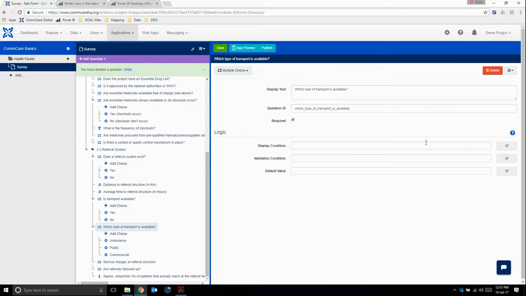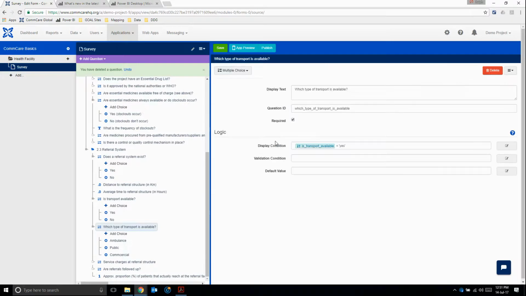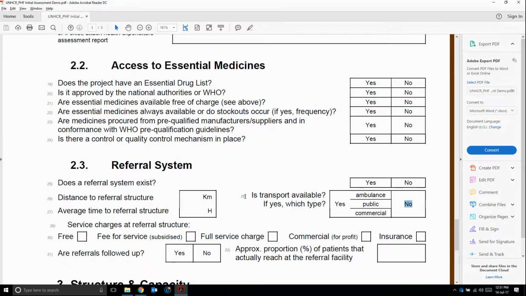And notice that I've forgotten my display condition here. So I'm just going to quickly add that in. And again, this is why testing is so important. So I'm going to just say, is transport available? Needs to be yes. And so if transport is available, we'll ask, well, what kind of transport is available?